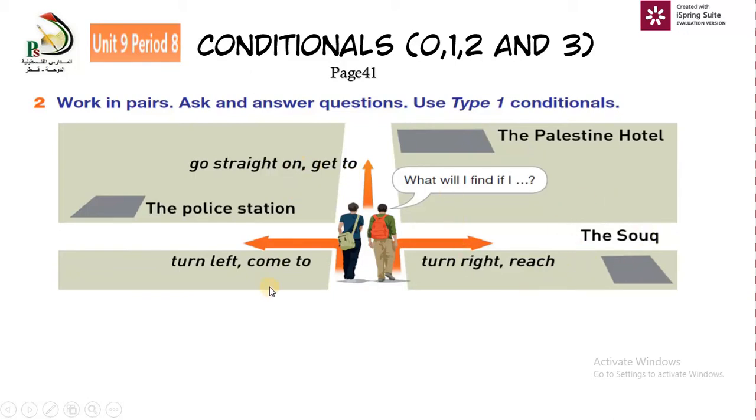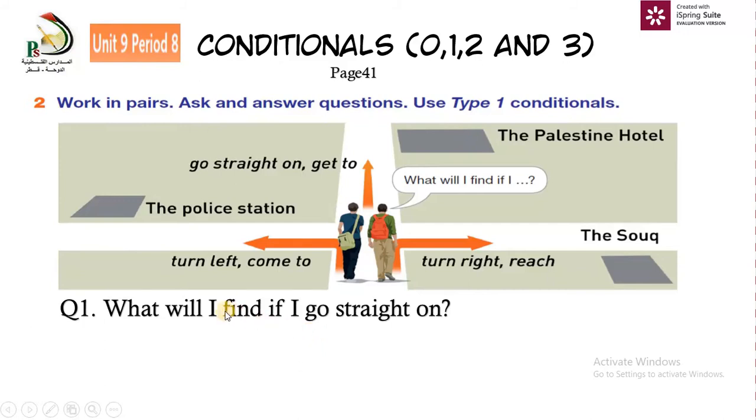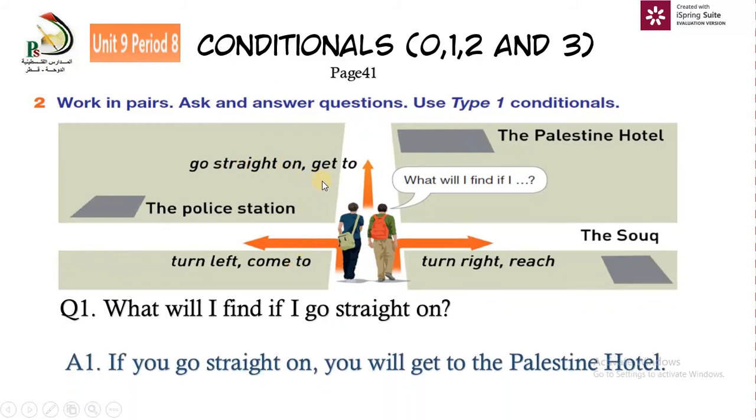So make your own. I did 1. What will I find if I go straight on? If you go straight on, comma, future, you will get to the Palestine Hotel. Don't forget anything.